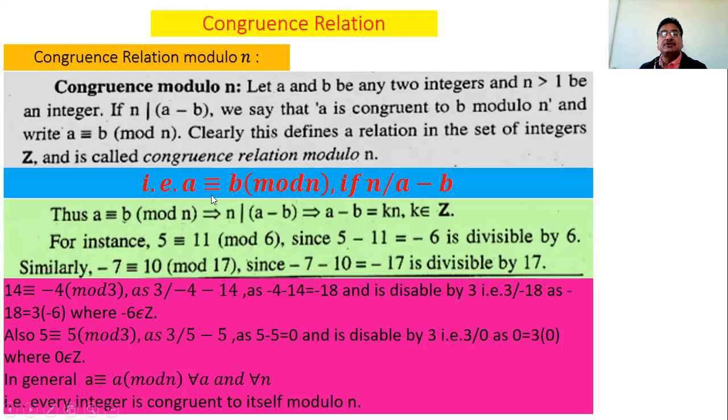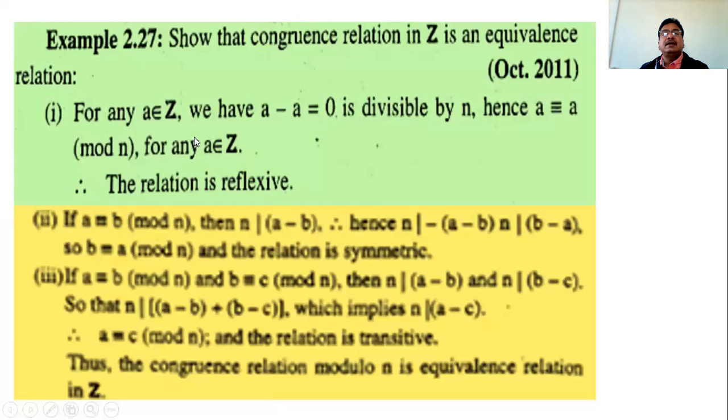So this is the definition of congruence relation. When we say two numbers are congruent, a is congruent to b modulo n if n divides a minus b. So a very simple definition of two numbers being congruent. Then an important example: show that the congruence relation on Z is an equivalence relation.